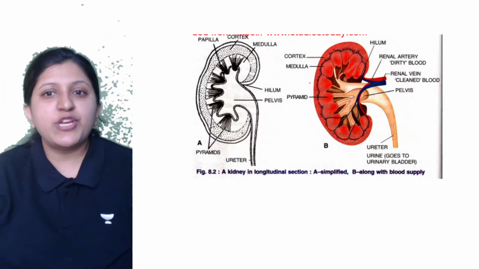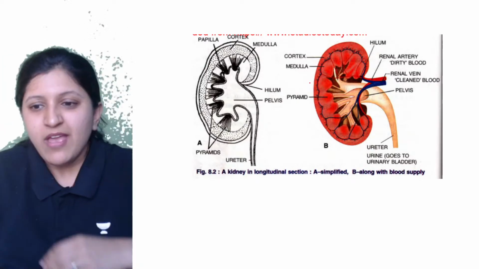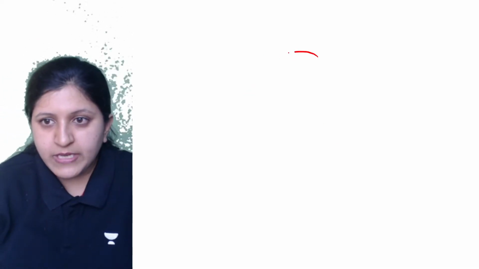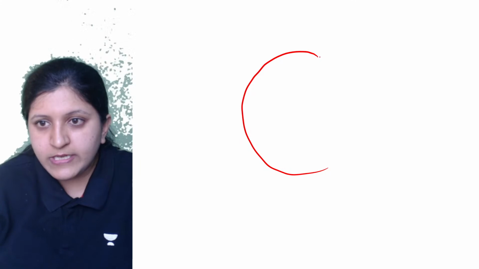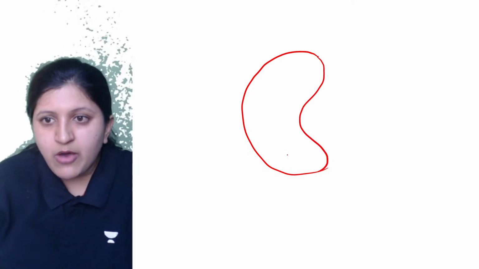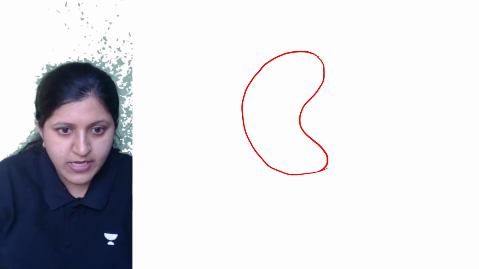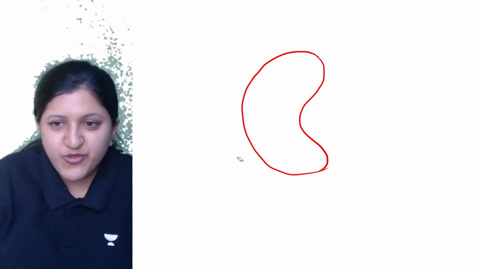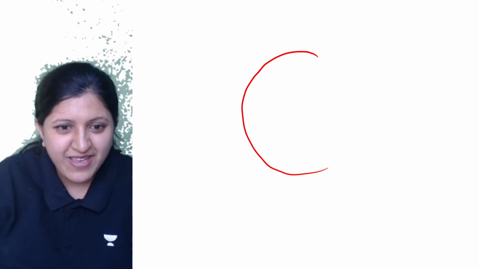This structure is again easy. All you need to do is draw the structure of a kidney. So you are drawing a kidney here. This one is now a kidney. One second, it became too curved. So much of the curve is not required anyway.